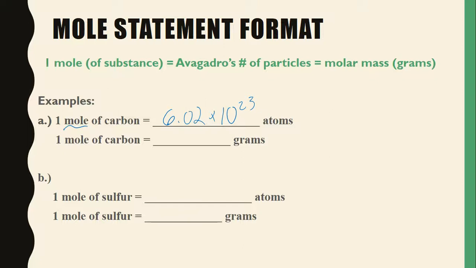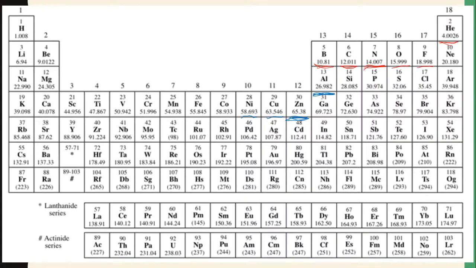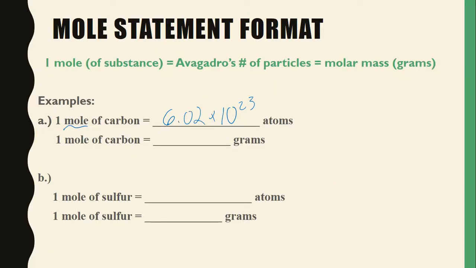So if I said how many bikes are in a mole of bikes, it would be 6.02 times 10 to the 23rd. Or how many pillows would there be in a mole of pillows? It would be 6.02 times 10 to the 23rd. But for the mass of a mole of carbon, we now have to go to the periodic table and look for carbon. Here it is. And we're going to use that mass number, 12.011 grams. That's how many grams are in a mole of carbon.